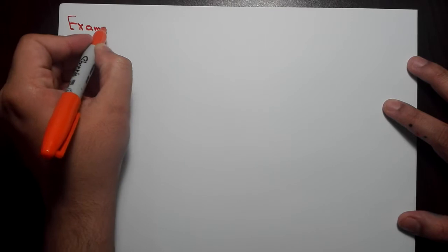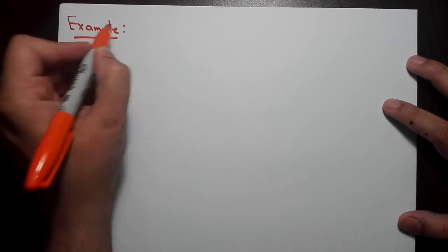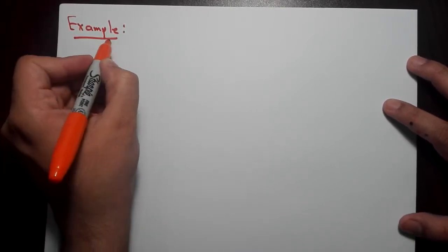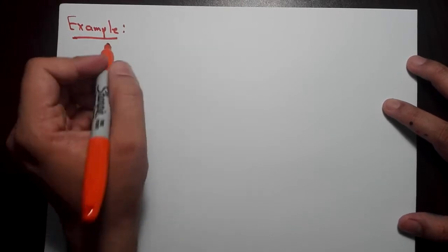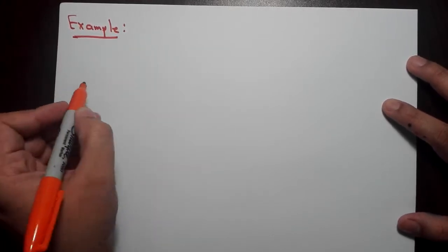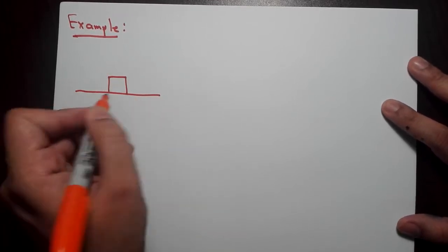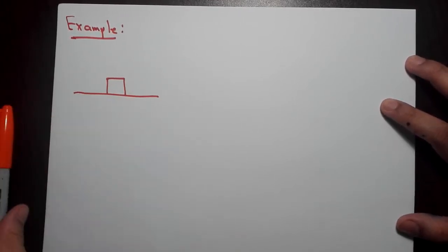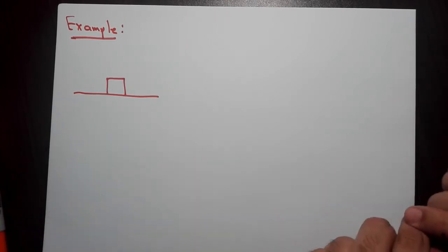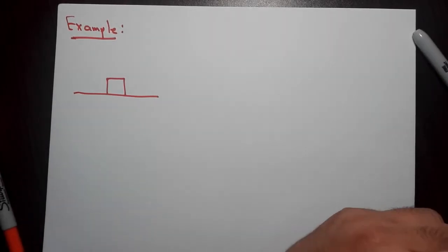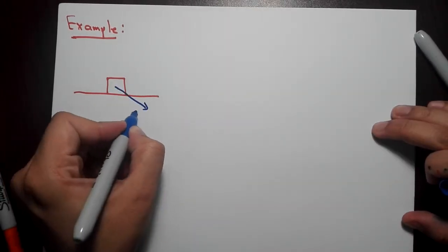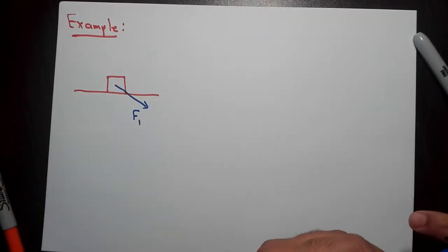Hey guys, so in this video we'll work out an example related to work done and the work kinetic energy theorem. This example is from the book Fundamentals of Physics by Halliday, Resnick and Walker. This is chapter 7. So in this example you have a block and the block is being moved by two people. Okay, so there is a force F1 on the block and a force F2 on the block.